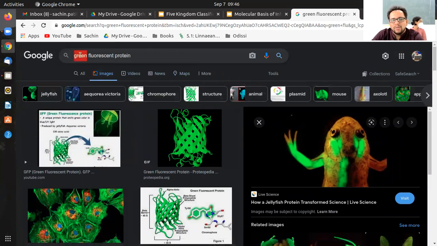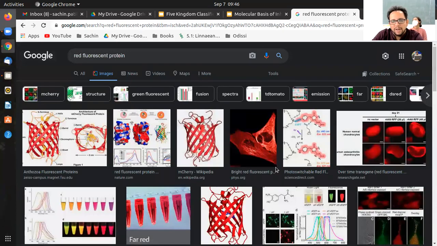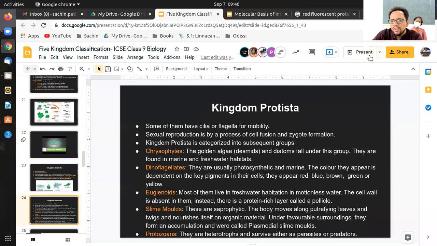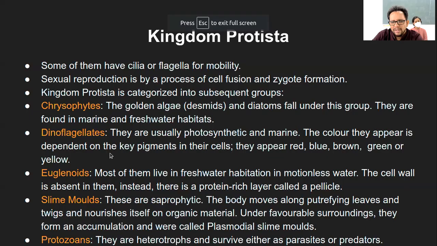Then there is also something called red fluorescent protein, which is used in a similar way. These are the different types of fluorescent protein present around us, and that is the one which gives color to the dinoflagellate. So they can be of different colors: red, blue, brown, green, yellow, and so on, right? That is the second group within kingdom Protista, that is dinoflagellates. Now the next one is euglenoids.